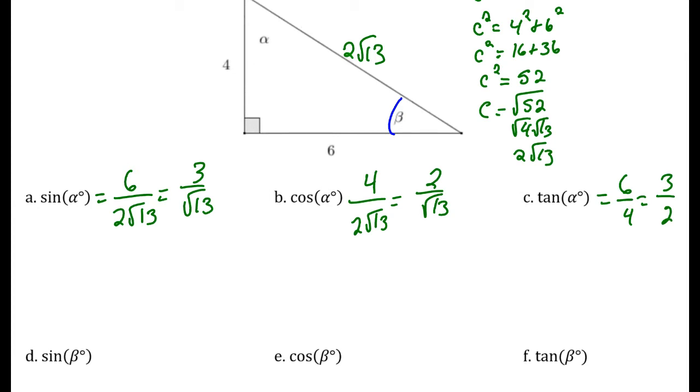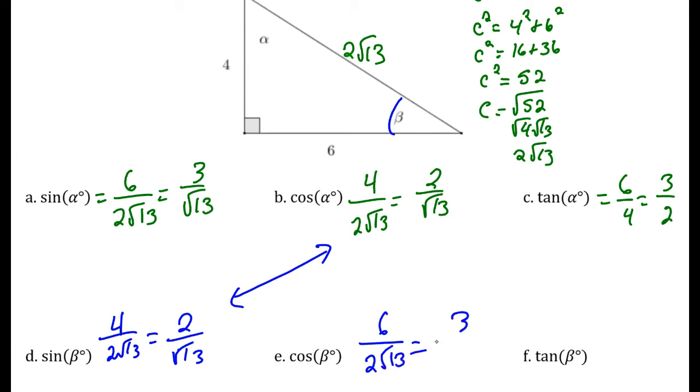Sine is still opposite over hypotenuse, except the opposite side now is 4. So 4 over 2 radical 13, which is 2 over radical 13. Hopefully you notice some connection between the cosine of alpha and the sine of beta. You talked about that last year in Common Core Geometry. The cosine of beta, adjacent over hypotenuse, 6 over 2 radical 13, which is 3 over radical 13. Again, notice the connection between the cosine of beta and the sine of alpha. There's some relationship here that we're going to explore at the end of this homework set, but you talked about this last year in Common Core Geometry.